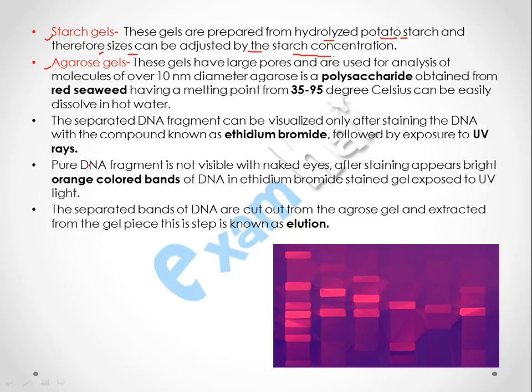Okay, similarly agarose gel has large pores and is used for analysis of molecules of over 10 nanometer diameter. Agarose gel is a polysaccharide which is obtained from red seaweed. Starch gel is obtained from potato starch and agarose gel is obtained from red seaweed. It is a polysaccharide having a melting point of 35 to 95 degrees Celsius and can be easily dissolved in hot water. It is mostly used for molecules of over 10 nanometer diameter, so it has large pores.